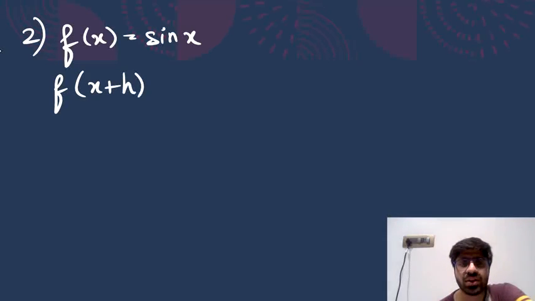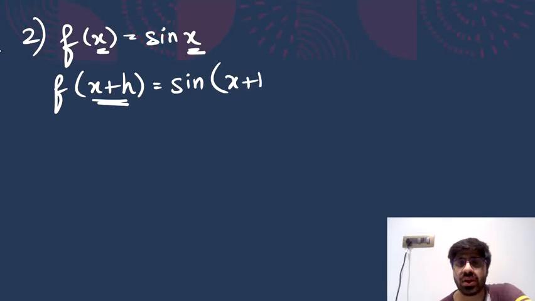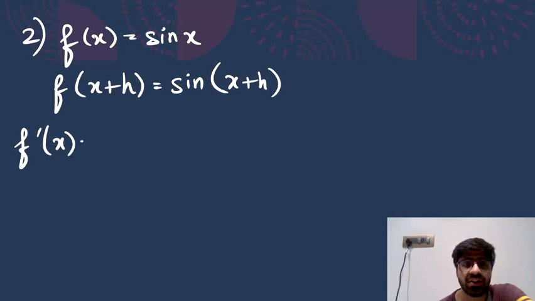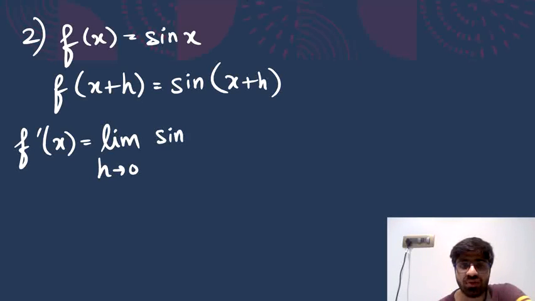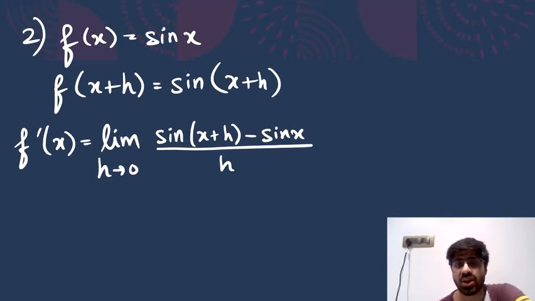Like we have been calculating so far, f of x plus h is what we will find in our second step. If I replace x with x plus h on the left, I will replace x with x plus h on the right also. So if f of x was sin x, f of x plus h will be sin of x plus h. And by the first principles method, f dash x will be limit of h tends to 0, f of x plus h, which is sine of x plus h, minus f of x, which is sine x, the whole divided by h.